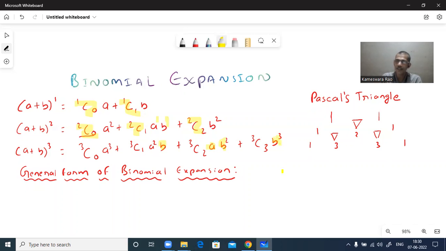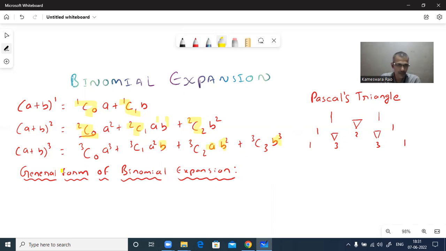The first variable will start with the highest index. The first term will be a cube. In the last term, the second variable will be in the highest index. And how it changes: the first variable will go in decreasing order, the second variable will go in increasing order. That is one pattern we can observe. We can now write the formula for (a + b) whole power 4. And these are the binomial coefficients. You can use Pascal's triangle also.